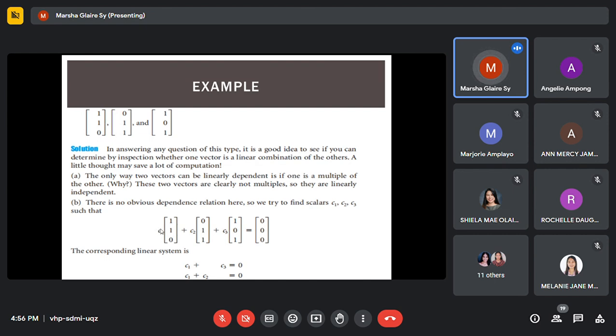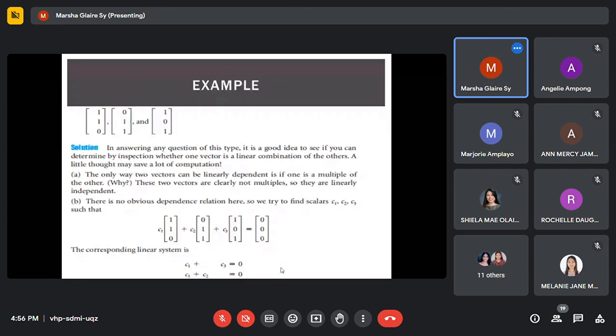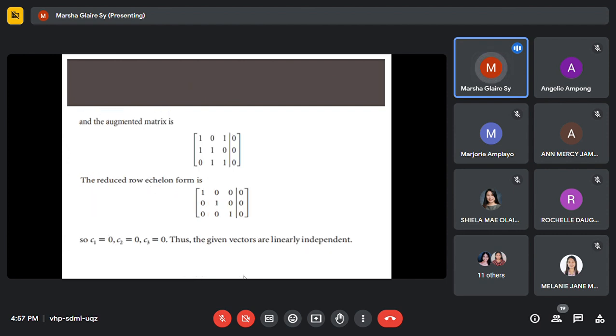We have here our scalars: c1 times (1,1,0) plus c2 times (0,1,1) plus c3 times (1,0,1) is equal to (0,0,0). So we have here our corresponding linear system: c1 plus c3 is equal to 0, c1 plus c2 is equal to 0, and c2 plus c3 is equal to 0. So we have here our augmented matrix.